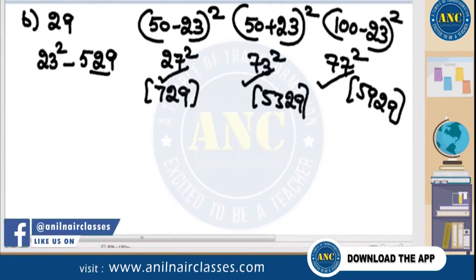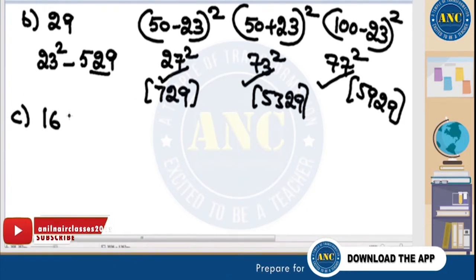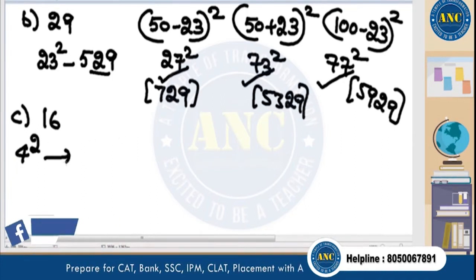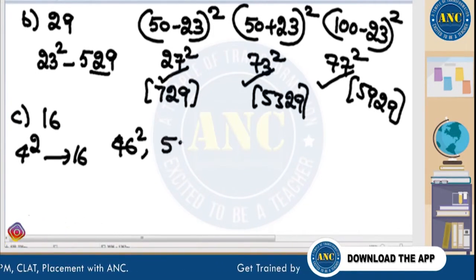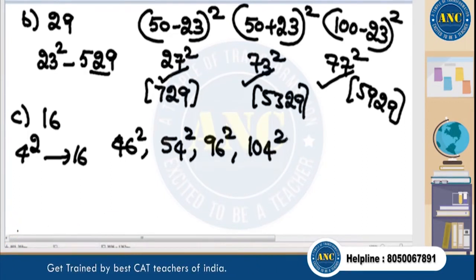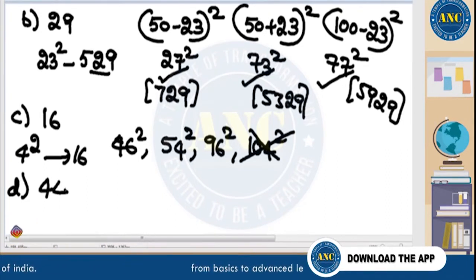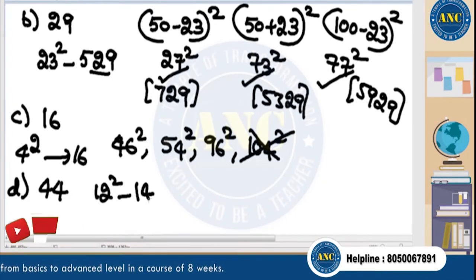Find the smallest number which on squaring gives 29 at the end. Suppose the question is 16. How many two-digit perfect squares end with 16? 4 square is 16. What will be the answer? 50 minus 4 square, 50 plus 4 square, 100 minus 4 square, 100 plus 4 square. 104 square is 10816. Question: how many two-digit perfect squares end with 44? Easy question. 12 square is 144.